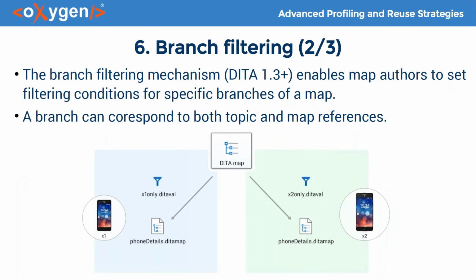Let's say that we have the following scenario. We have a map, and we have a submap, or perhaps a topic, which we use twice. So we create two references inside our map. We create two branches. And this map, or the topic, has content that is profiled for both the X1 model and the X2 model. But here we want to apply only the X1 data val, and here we want to apply only the X2 data val. In order to be able to set filtering conditions for distinct branches, for specific branches of a map, we have to use the branch filtering mechanism.